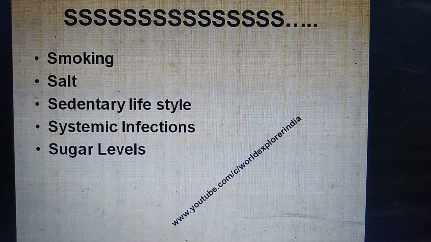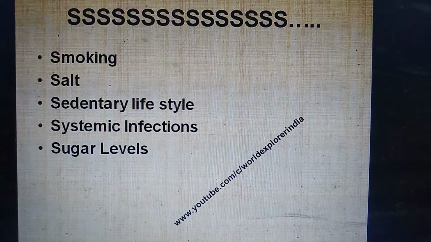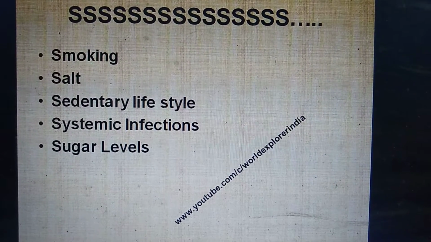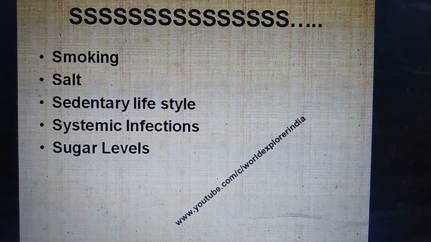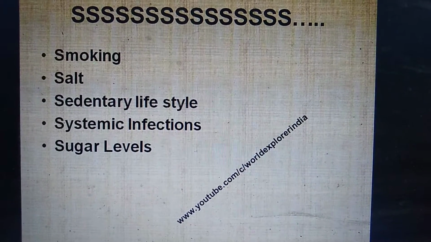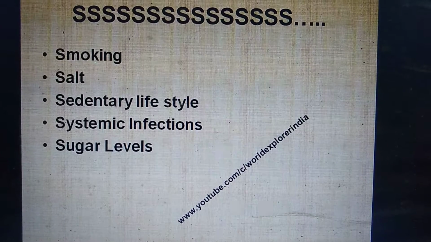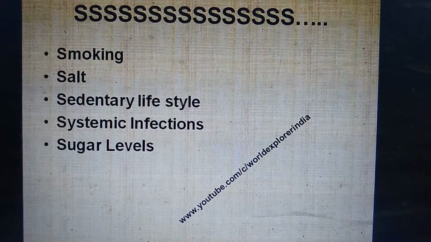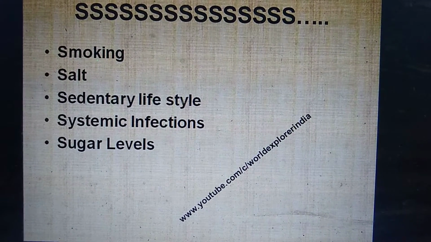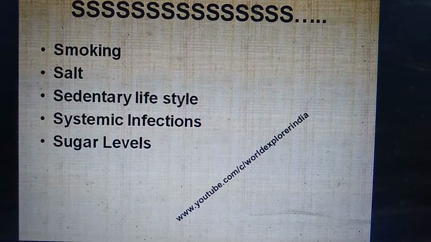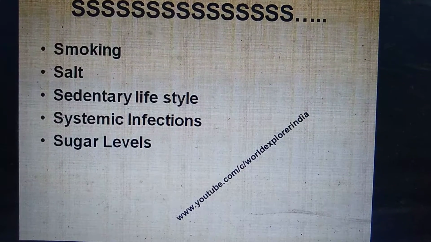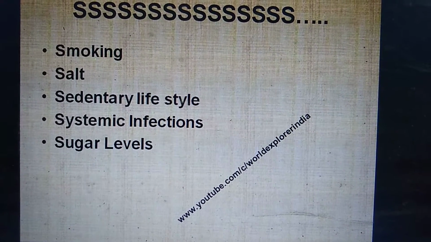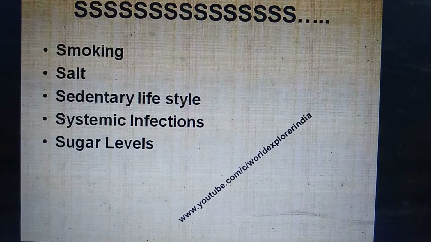Yes, smoking, salt, sedentary lifestyle, systemic infections and sugar levels. So these are the causes of heart problems. If you stop smoking, control the salt in your diet, avoid a sedentary lifestyle and avoid infections, for example after dental extraction, if the proper antibiotic therapy is not taken, the infection will pass through the systemic circulation from the dental extraction site to the heart, which may cause pericarditis, that is infection of the heart. So such things should be taken care of. So that is avoidance of systemic infections.